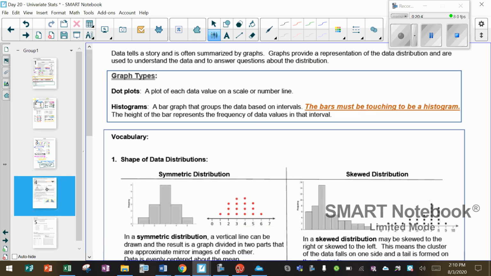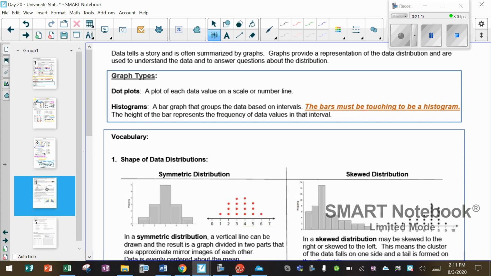Next type of graph, histograms. Histograms and dot plots. So data tells a story, and numerical data is often summarized by graphs. One of the graphs we just saw was the box and whisker plot. That helps show us whether the scores are clumped close together or whether they're spread out. Graphs provide a representation of data distribution and are used to understand the data to answer questions about the distribution.